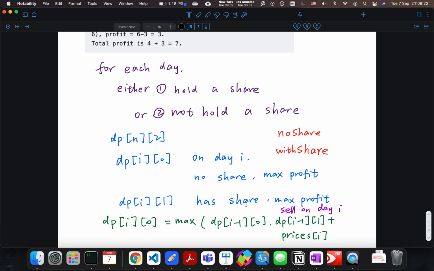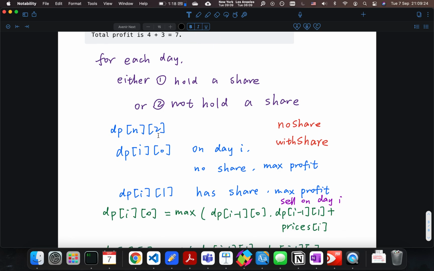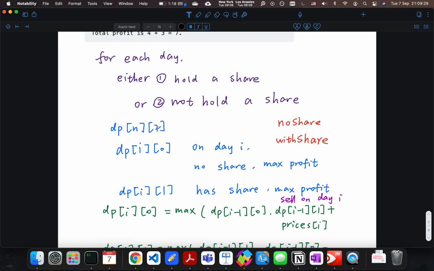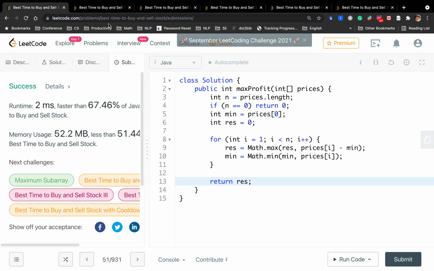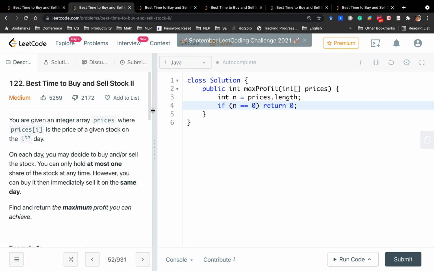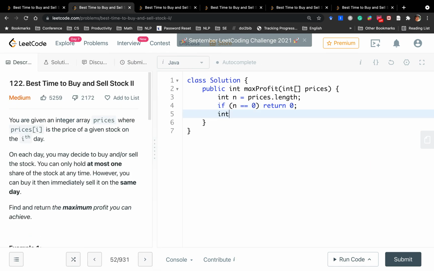So we have these possibilities, and we can use arrays to represent them. For each day, we have 2 possibilities. Now we have n days, so we actually have n times 2 possibilities. We use a dp[n][2] to represent each possibility. So let's write this code. We use this dp = new int[n][2] to represent the states.